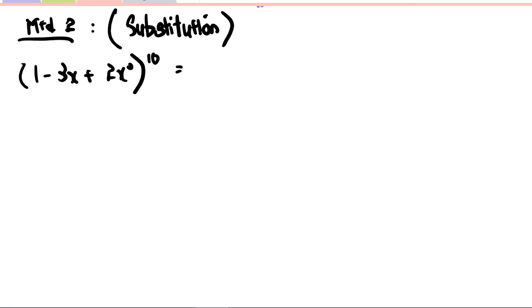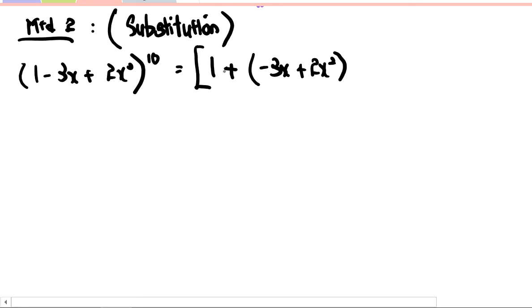So what do I do? Notice, this is what I'm going to do. 1 plus. My first term is the number 1. My second term is the bracket term negative 3x plus 2x squared. And this is subjected to a power 10.